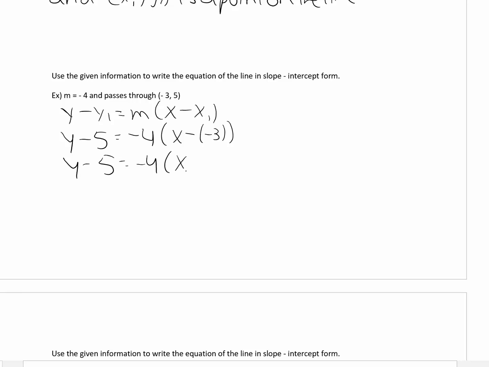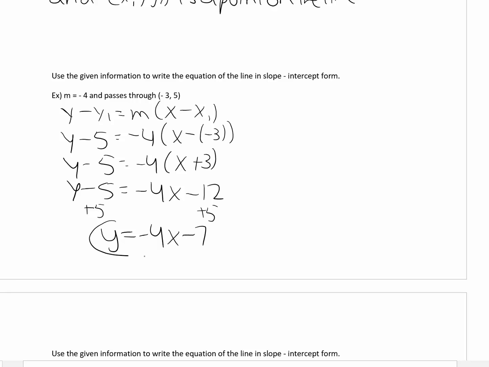So a negative times a negative there, that's a positive. I'm going to distribute the negative 4. And then I'm going to add 5. So again, I still want these equations in slope-intercept form. It's just a different way for us to get there. Again, you would want to plug in negative 3, 5 into this equation to make sure it's a true statement.